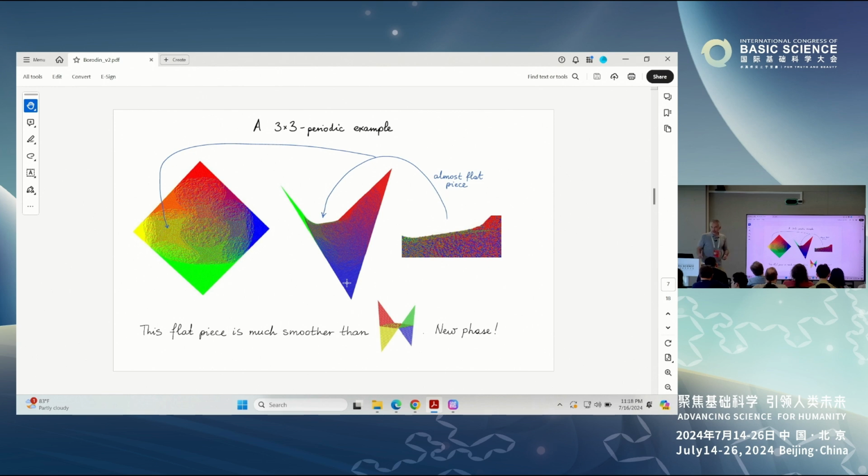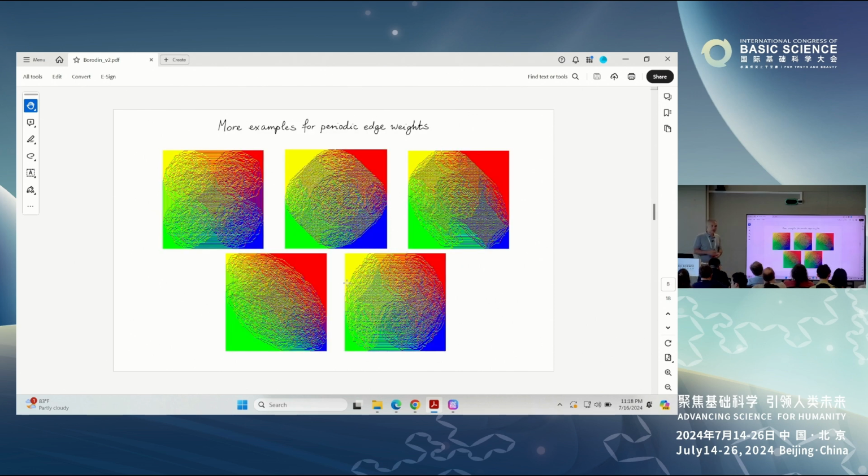And then you try different possibilities. So this is an example for 3x3 periodic weights. And then you play around. The sampling algorithm allows you to do it. And then you observe various possibilities. So this is a 3x3 on the left, and another 3x3.